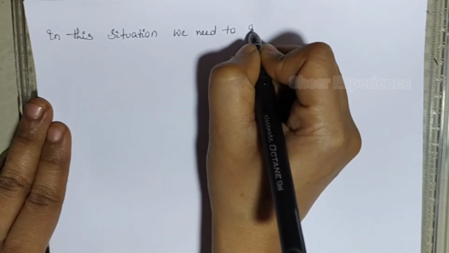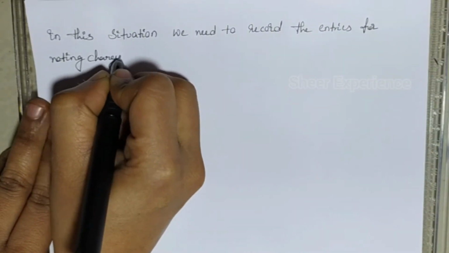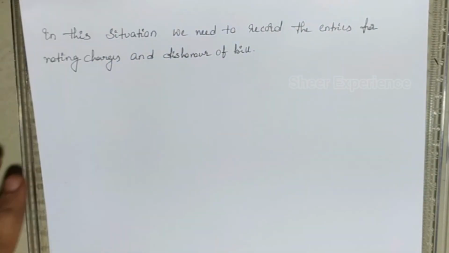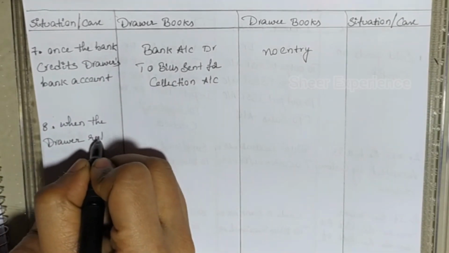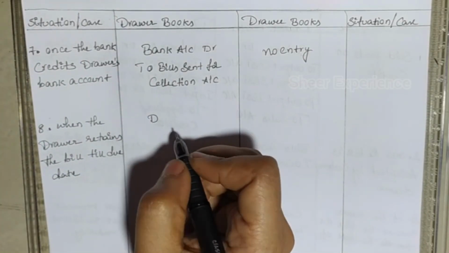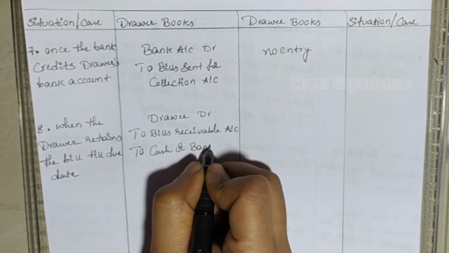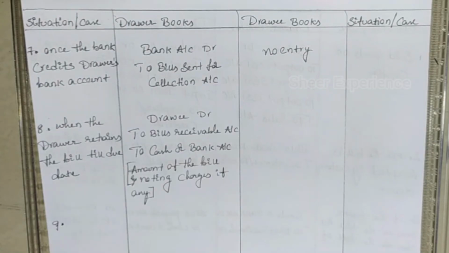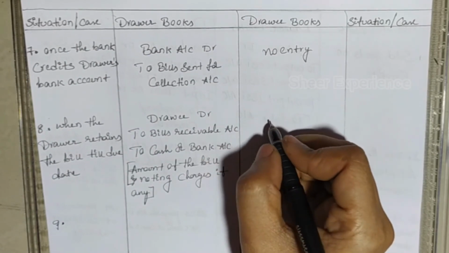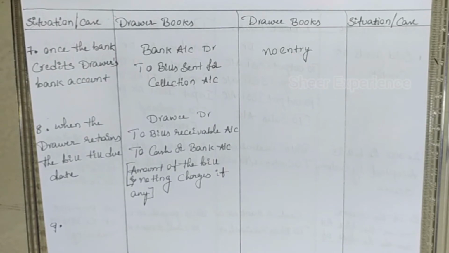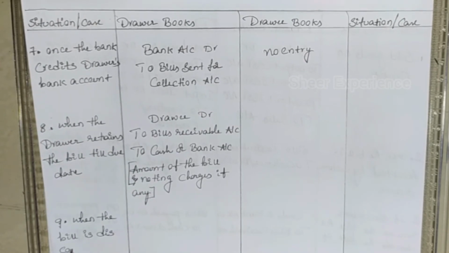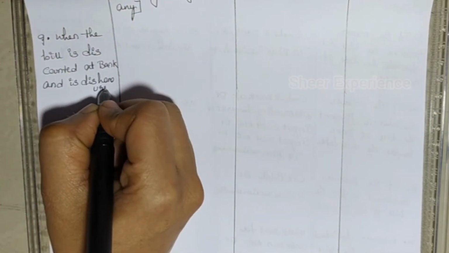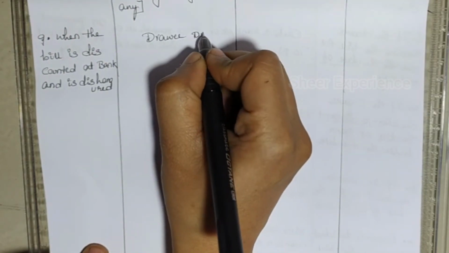For these situations, we need to record the entries for noting charges and dishonour of the bill in drawer and drawee books. When the drawer retains the bill till due date and the bill is dishonoured on the due date, the journal entry in the drawer books will be drawee debtor to bills receivable account to cash or bank account. Here I have mentioned cash or bank account because if there are any noting charges applicable, only then we should mention cash or bank account. Otherwise, the journal will be drawee debtor to bills receivable account. Our next situation is when the bill is discounted at bank and it is dishonoured. The journal will be drawee debtor to cash or bank account.